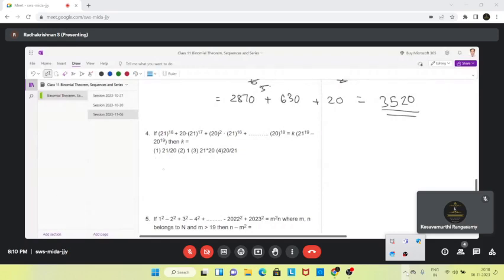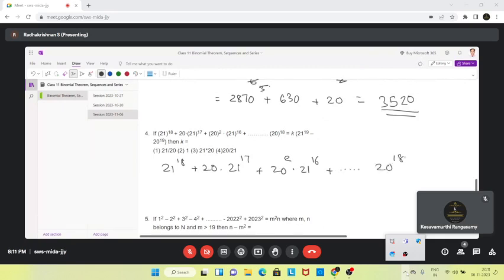21 to the power of 18 plus 20 into 21 to the power of 17 plus 20 square into 21 to the power of 16. So this is equal to, if we have to get it in terms of some k into 21 to the power of 19 minus 20 to the power of 19. So we have to get it in this form. Usually, when they give a problem like this, when we do this summation, it will come in that form. So then we'll have to find out what is k.